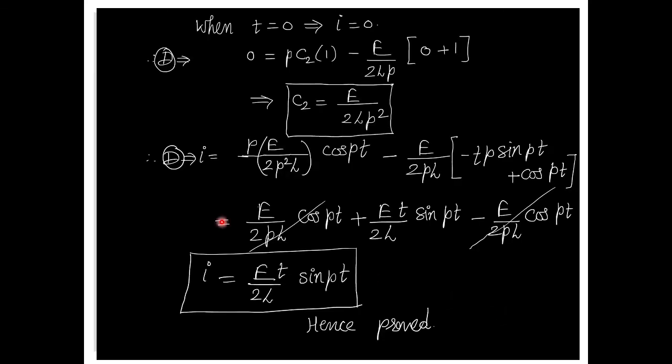Then apply the condition t equal to 0, i equal to 0 in the equation, and then we get C2 equal to E by twice L p square. Now we substitute this value of C2 and simplify the terms, open the bracket. Here this term gets cancelled with this and we get the current i equal to E t by twice L sin pt. And this is the given. This is the proof, therefore hence proved.